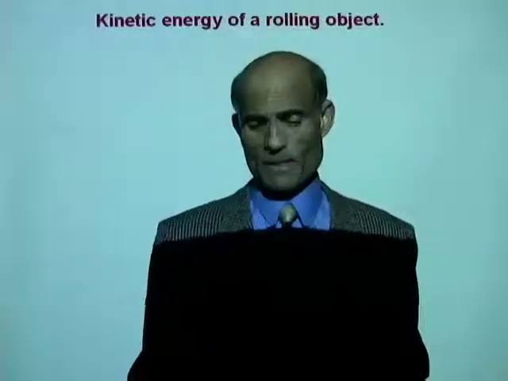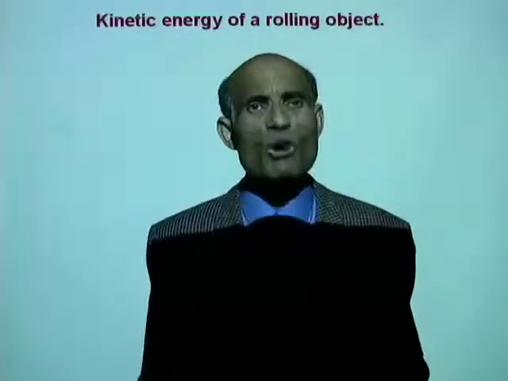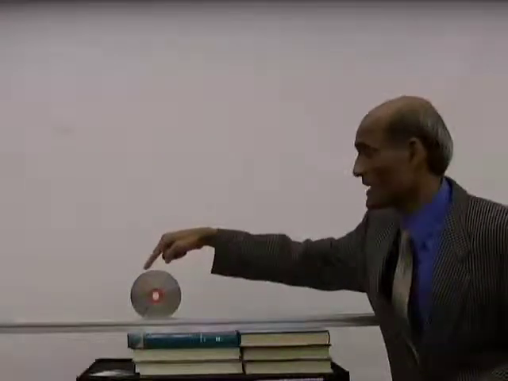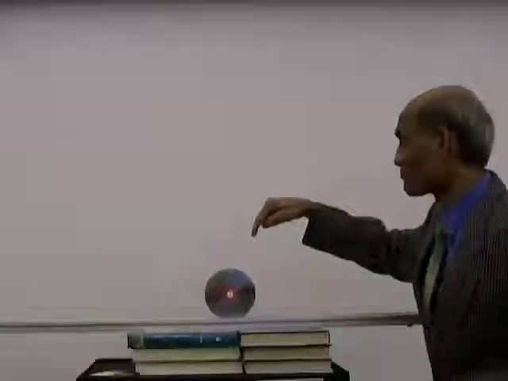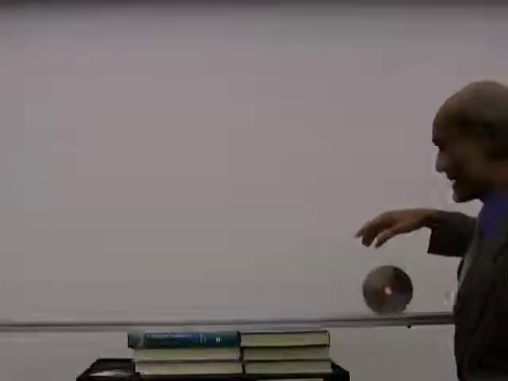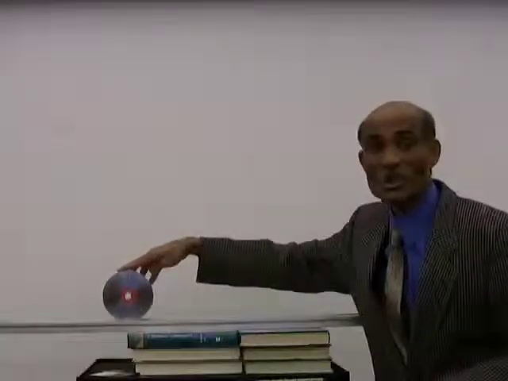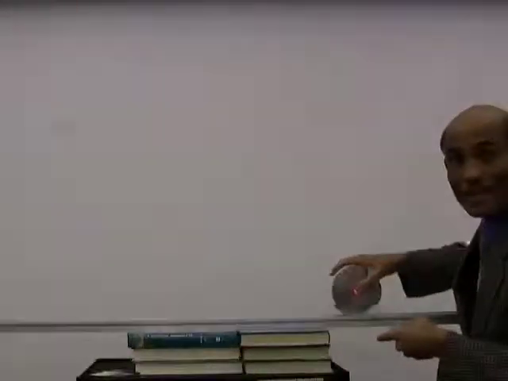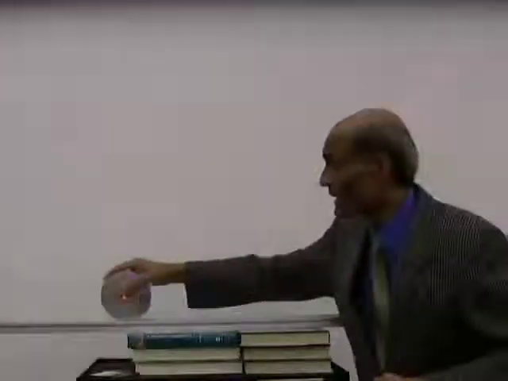Well, now what is the meaning of kinetic energy of a rolling object? Well, here I have a disk. I'm going to roll this disk. Now tell me, what are the types of motion it has? The disk is now rolling. If you look at the motion carefully, it has two types of motion. What are they? It is rotating, and also it is moving along a straight line. Its center of mass is moving along a straight line.